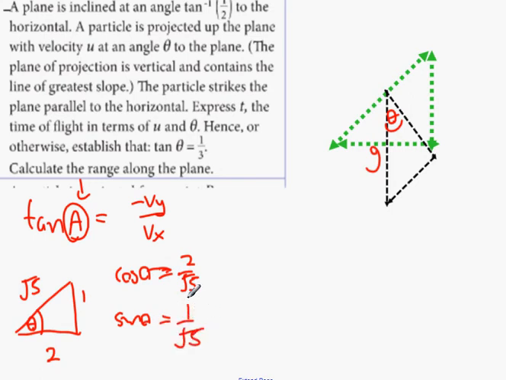Everybody happy with that? Now, this is g cos theta. Everybody happy with g cos theta? Why is it cos theta rather than sine theta? See the way the angle theta is here? That's your 90-degree angle. If it's adjacent, it's cos. If it's opposite, it's sine. So this would be g cos theta because it's the adjacent side, and this side here is the opposite side. So what I'm doing is 2 over root 5 g, and the other one is 1 over root 5 g.